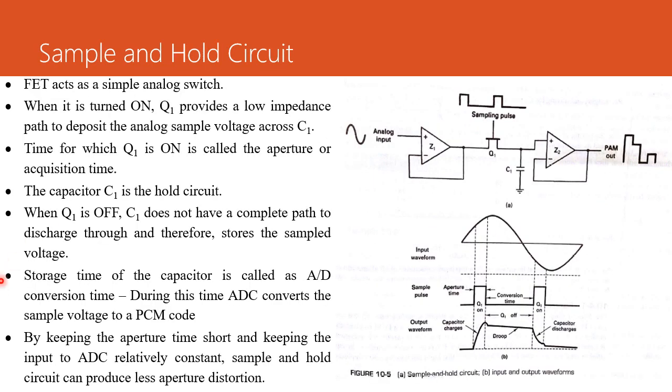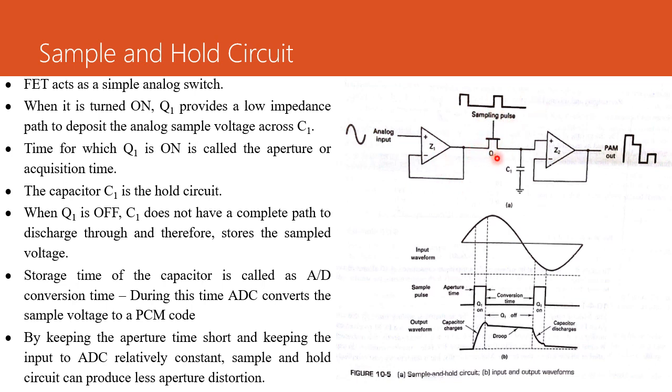So we already discussed natural sampling and flat top sampling, and we concluded that we prefer flat top sampling because it produces a relatively constant voltage level. With the help of a sample and hold circuit, we can generate the flat top sampled pulses. This sample and hold circuit consists of a FET. This FET acts as a simple analog switch.